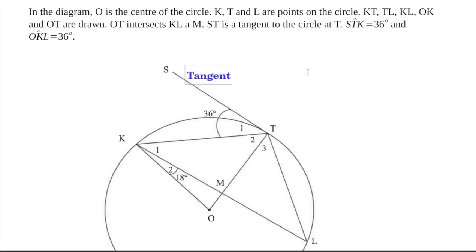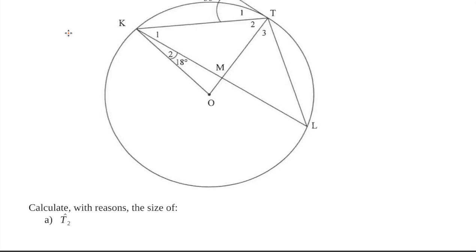And then angle STK is 36. This is what we have been shown. And OKL is 18, so this one is supposed to be 18, not 36. OKL is 18 degrees as shown on the figure. This was a typing error. Now, let's check the questions.